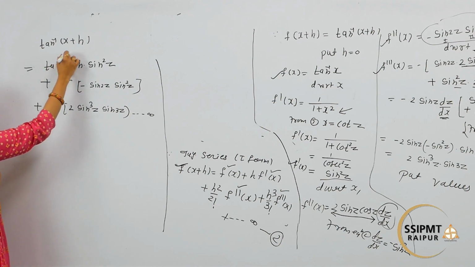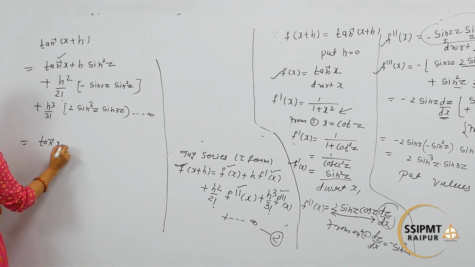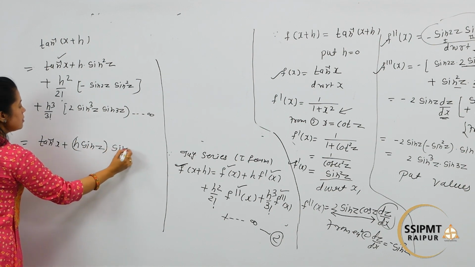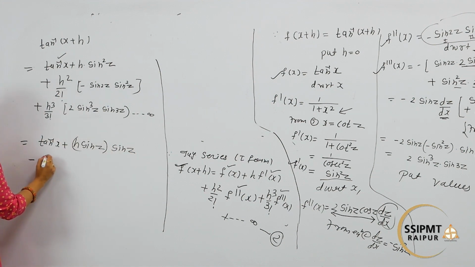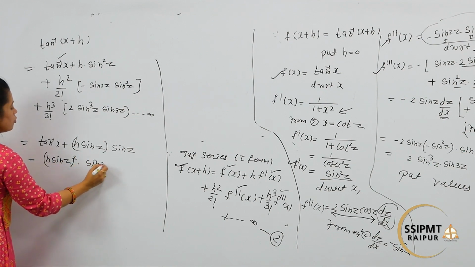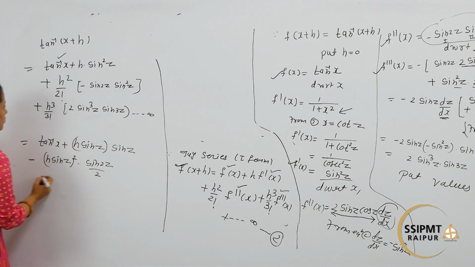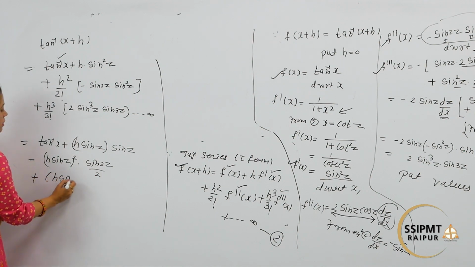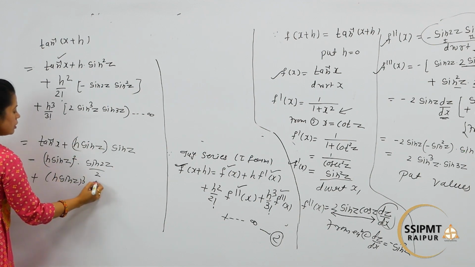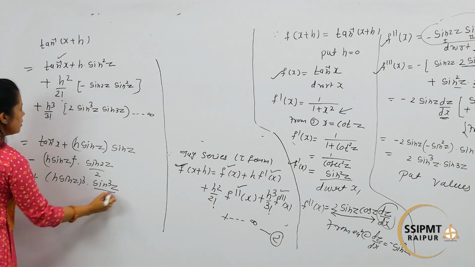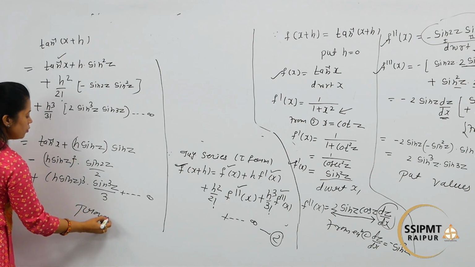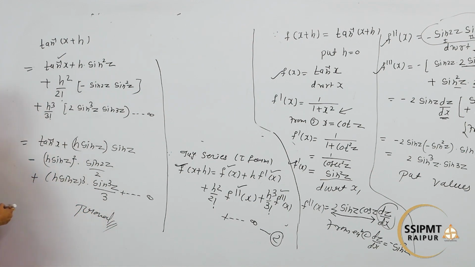So we can rearrange it as tan inverse x plus, we are only rearranging, h sin z into sin z minus h sin z whole square into sin 2z upon the value of factorial 2, which is 2, plus h sin z whole cube, 2 upon factorial 3 is 3, so it will be sin cube z upon 3 and so on up to infinity. Hence the result has been proved using Taylor's first form.